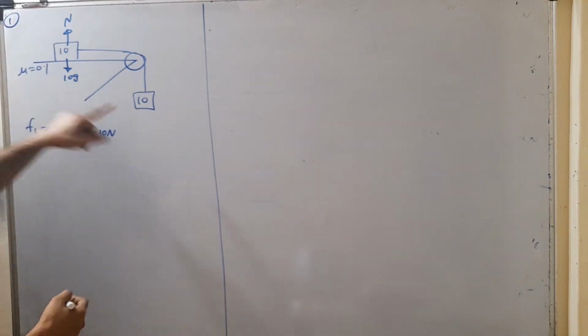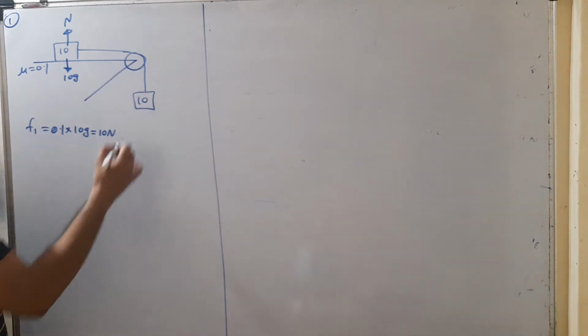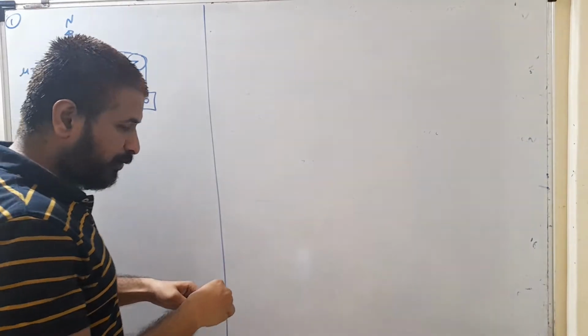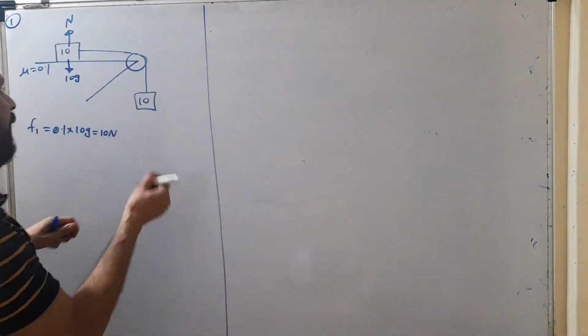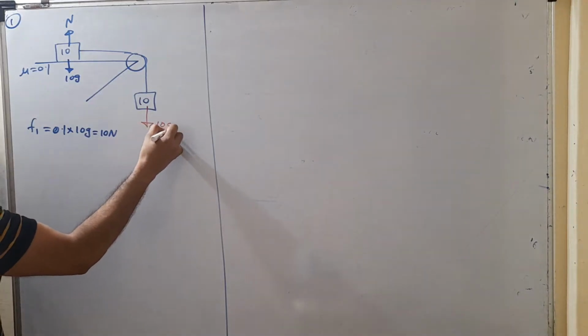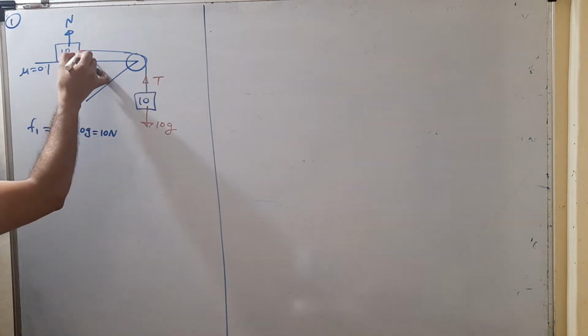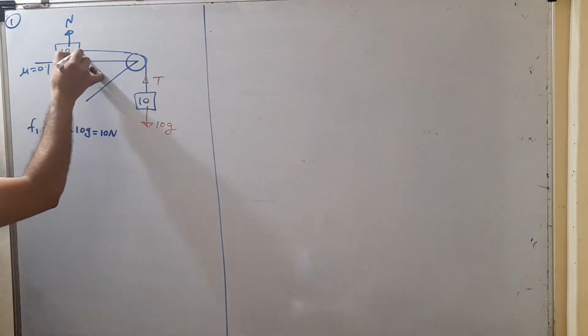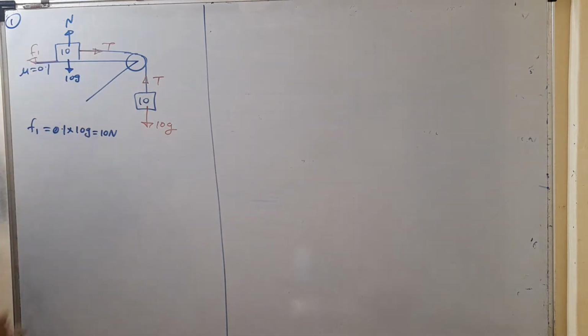Now show other forces. There will be no friction on this one because this block is in air. So its weight is acting in downward direction. Now I am going to show the forces which are acting on this block. So its weight is acting vertically downward, that is 10g. In the upward direction, tension is acting on that string. For this block, the same tension is acting in the forward direction, and in the backward direction there is a friction, that F1 I have calculated.